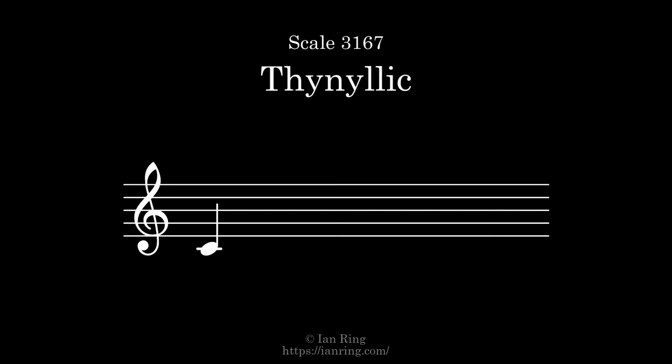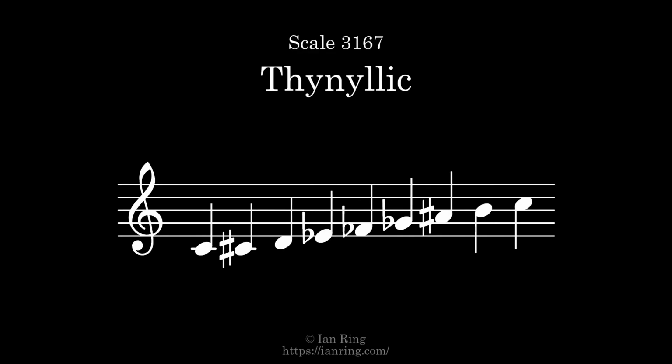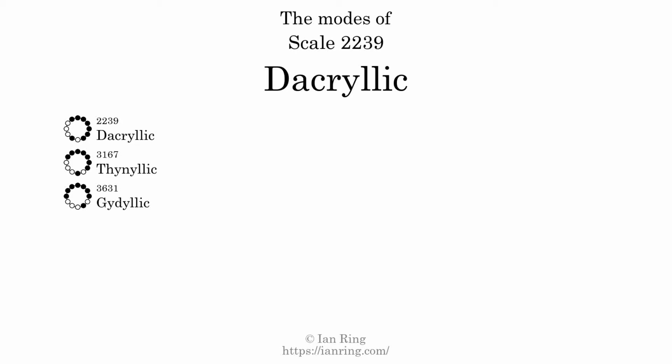This scale has 8 modes. The first mode is itself. The second mode is scale 3167, also known as Dacryllic. It sounds like this. The third mode is scale 3631, also known as Dacryllic. It sounds like this.